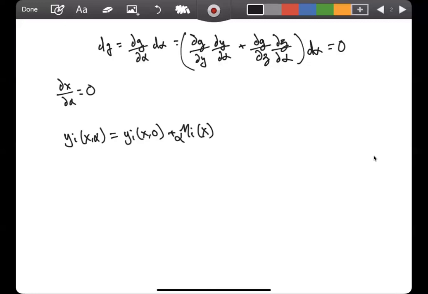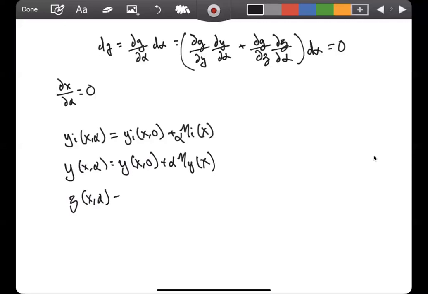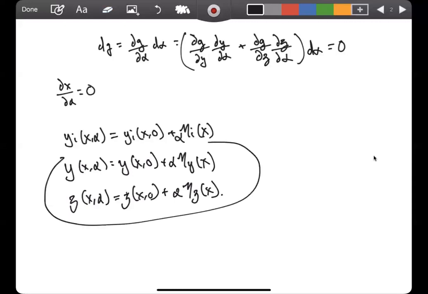So basically, what does this mean? If I write this in terms of each one, I get y of x, alpha is equal to y of x, 0 plus alpha eta_y, which depends on x. Then we get z of x, alpha equal to z of x, 0 plus alpha eta_z, which depends on x. Again, this is just our reparameterization of our paths that we're varying over alpha.